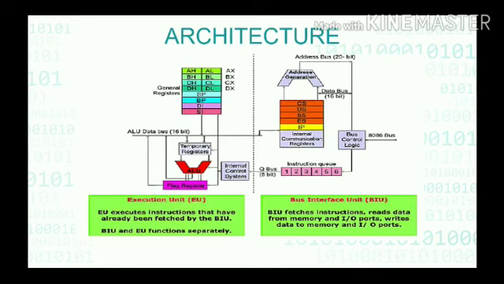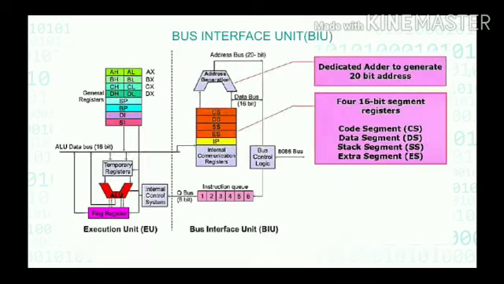This is the block diagram of 8086 where bus interface unit fetches instructions, reads data from memory and I/O ports, writes data to memory and I/O ports. Whereas the execution unit executes instructions that have already been fetched by the bus interface unit. BIU and EU function separately. Let me tell you the function of these blocks in the diagram.